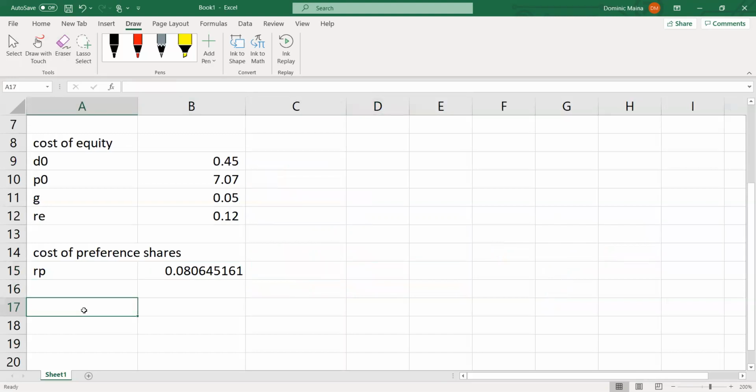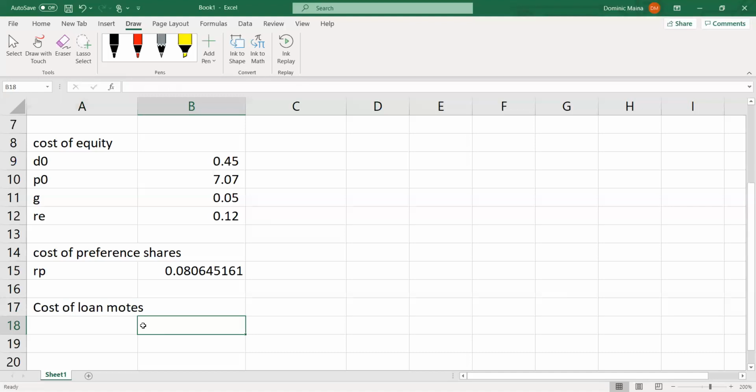This company is also financed by notes. So the next thing you can do is the cost of notes, cost of loan notes. Like for example, here I've made a typo. Cost of loan notes. The examiner is not going to penalize you for any typo you make.